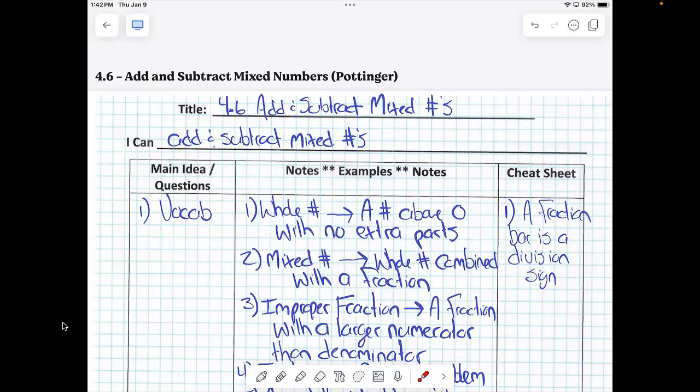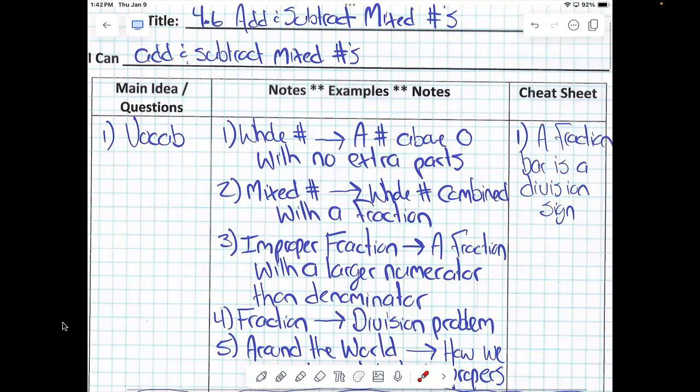Today we finish add and subtract mixed numbers. Can you add and subtract mixed numbers? Yes. Really? Do we ever add or subtract mixed numbers? No. What do we actually convert them to? Improper fraction. So it says we can add and subtract mixed numbers, but we know truly we have to turn them into impropers first.